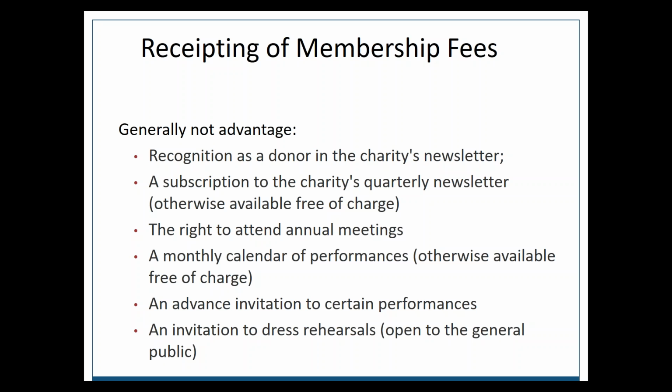An advance invitation to certain performances, for example, where you're saying to members, you can either book early or you can come earlier to the performances, is not considered a material value advantage. But keep in mind, those people are still paying the exact same price as anyone else. So they're just getting a slight benefit that CRA is prepared to accept is not a material value advantage.